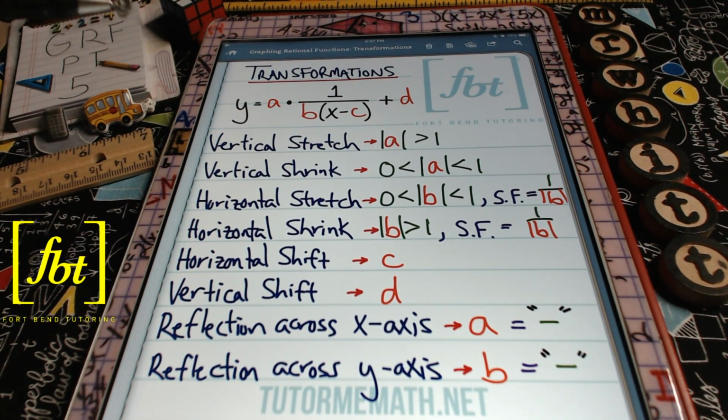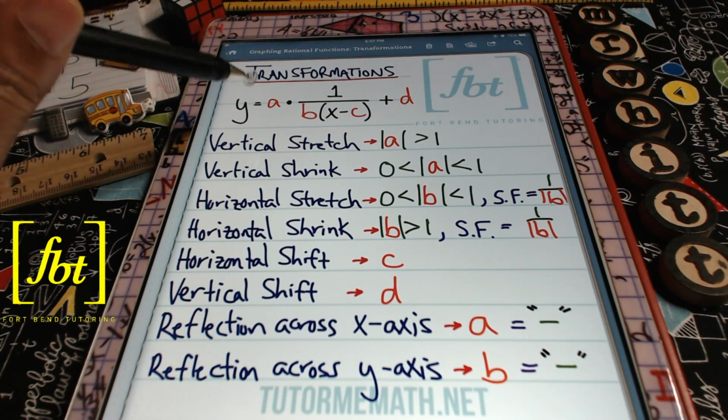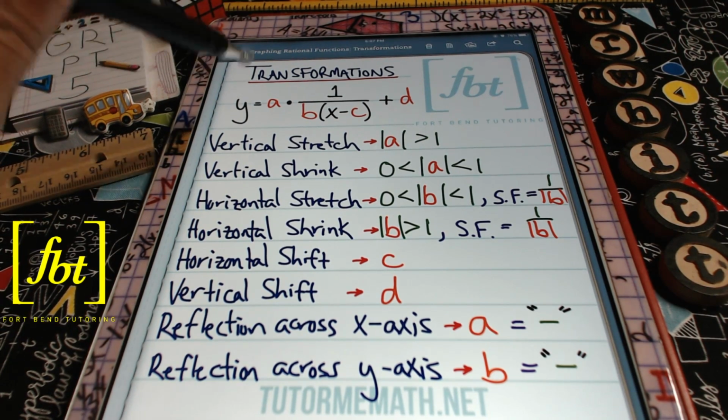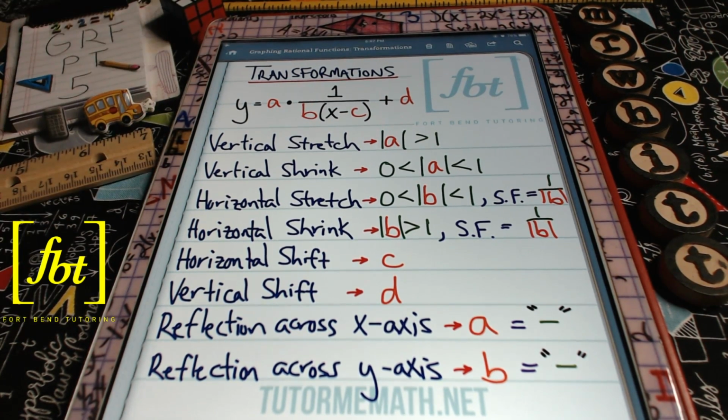For instance, your function may have a vertical stretch or shrink. It could have a horizontal stretch or shrink. It could have a horizontal shift, a vertical shift, and it could also have reflections across the x or y axis. And these values that you'll find in our expanded form, the a, the b, the c, and the d values, will tell you exactly what to expect from your graph of your rational function.